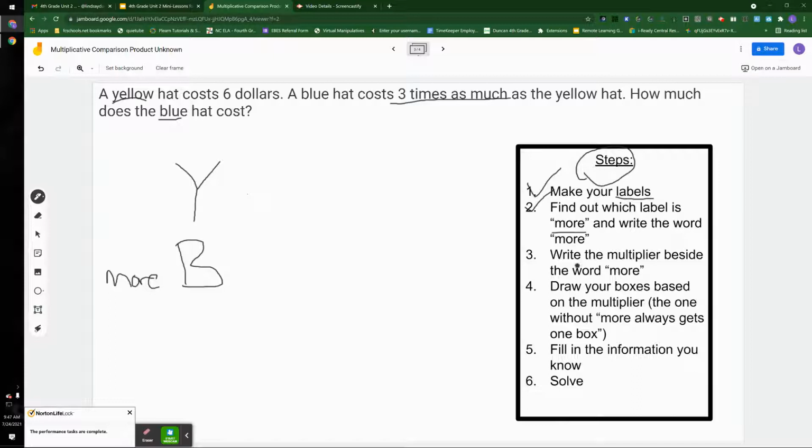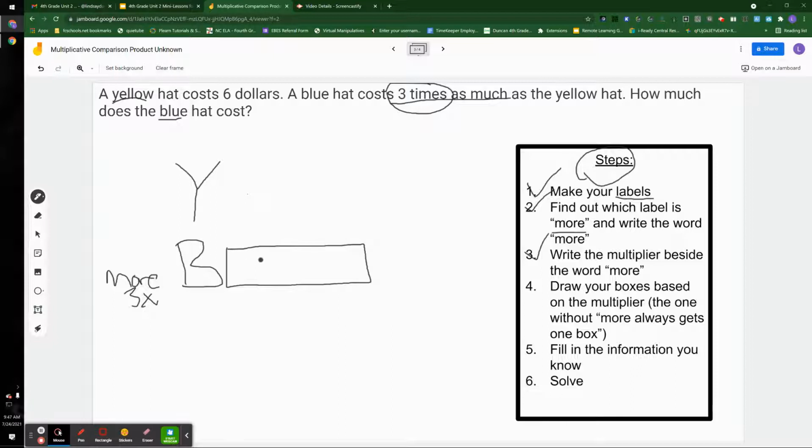Step 3, write the multiplier beside the word more. So since the blue hat costs more and the multiplier is 3, since the multiplier is the number of times something's being repeated, I'll put 3 times. Now putting that multiplier beside it is very important because the multiplier tells me how many groups need to go by the blue hat. In this case, it's going to be 3.